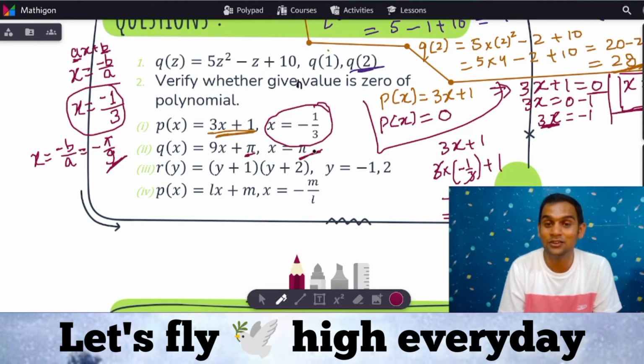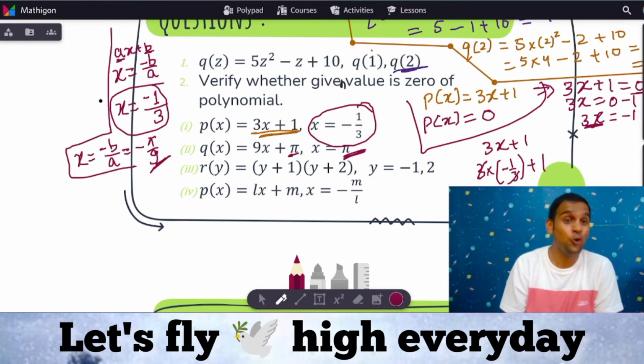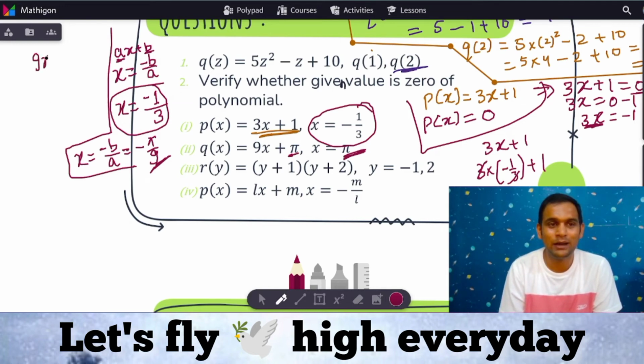Over here it has asked us to find the value of x at pi. Let's try to verify if it's a 0 or not. I'm very much sure it will not be, and I hope you understand why I am saying that. 9x plus pi is the equation we have. So instead of x we have to substitute pi. So 9 times pi plus pi, 9 pi plus pi is 10 pi. Is 10 pi equal to 0? Not, right? So that means pi is not the 0 of the polynomial.